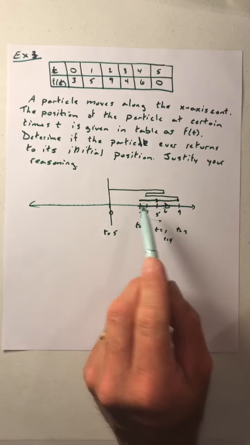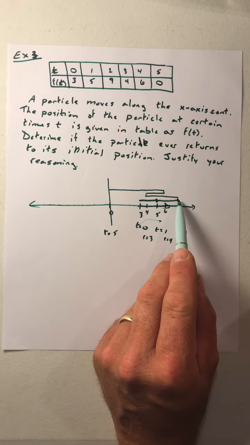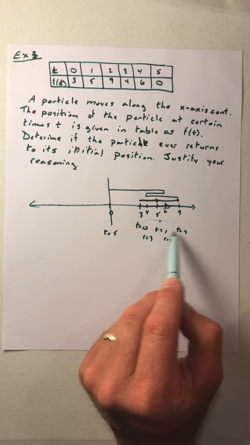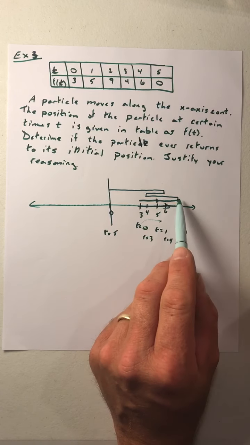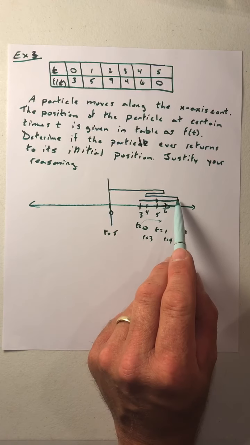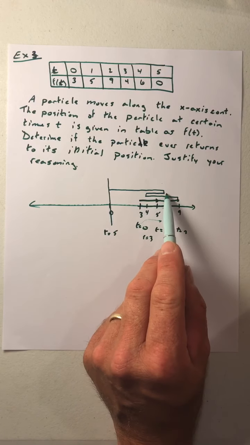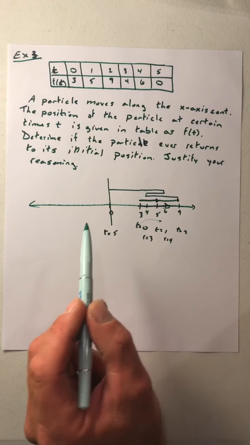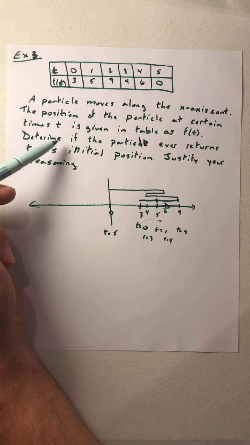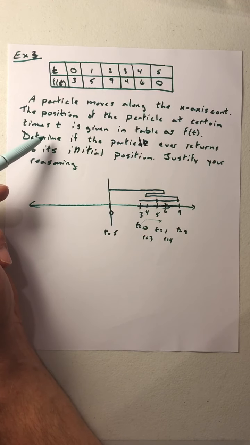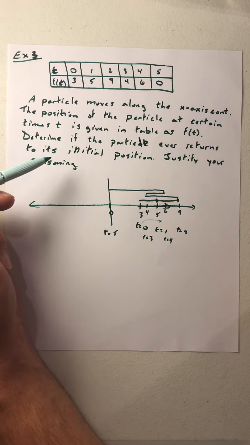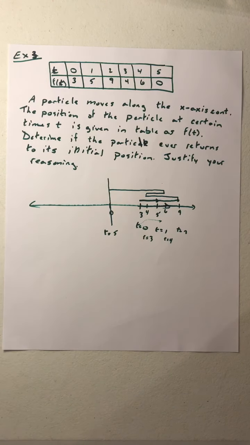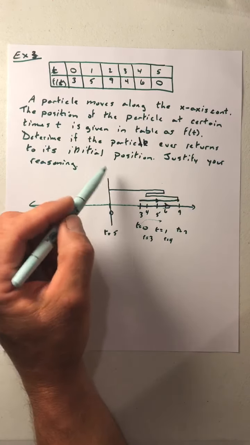So we know that we started at 3, we went to 9. We could have gone farther. We don't know what happened between time 1 and 2. But in general, we came up, we came back, we went back, and we went back farther. So will the particle ever return to its initial position? And we want to justify that reasoning. So how do we justify it, and how do we show that it's going to return to its initial position?